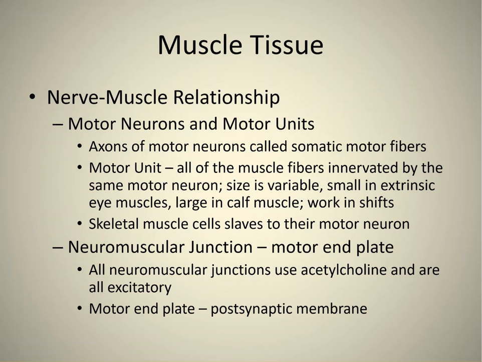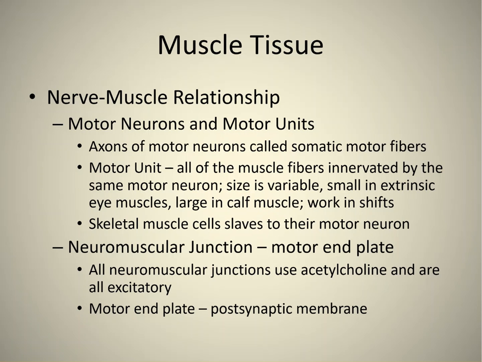Here's slide 16. We talk about the nerve-muscle relationship, motor neurons and motor units. The axons of motor neurons are called somatic motor fibers, and they're voluntary. You have voluntary control over them most of the time. There are certain instances where you don't. We'll talk about those later on. A motor unit is all the muscle cells that are innervated by the same motor neuron. Size is variable, small in intrinsic eye muscles, large in calf muscles, and they work in shifts.